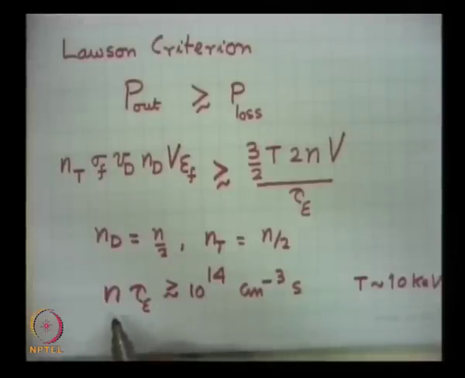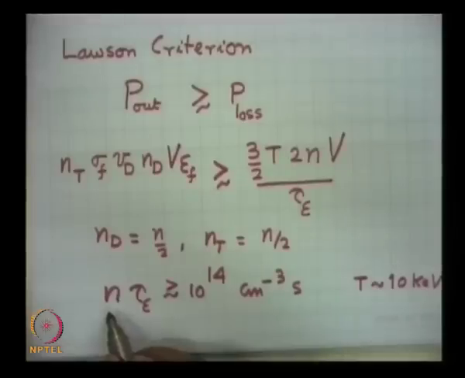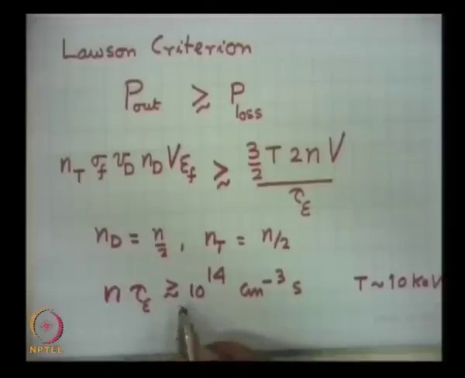And typical operation densities of tokamak are around 10 to 14 per centimeter cube. So N is typically 10 to 14 or sometimes a few times 10 to 13 electrons per centimeter cube. So tau must exceed 1 second. This is the minimum that is required.